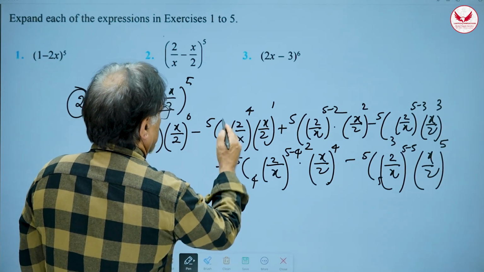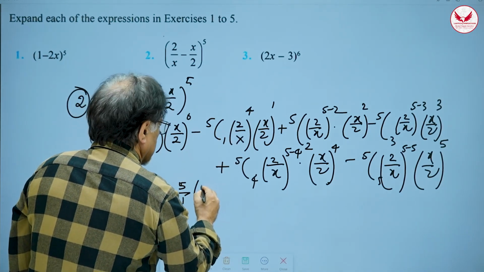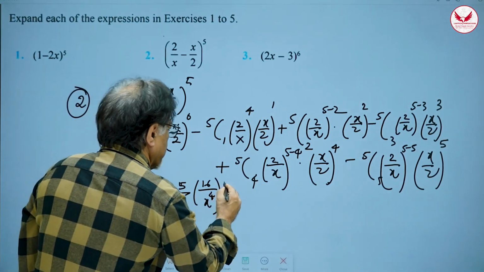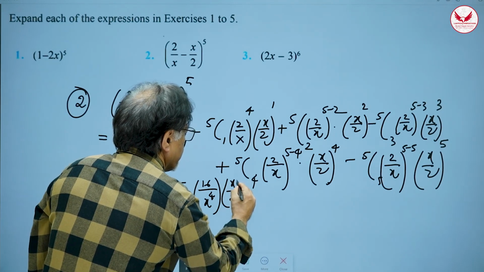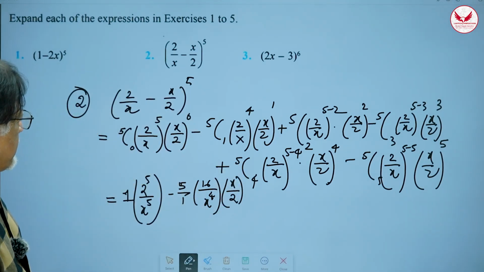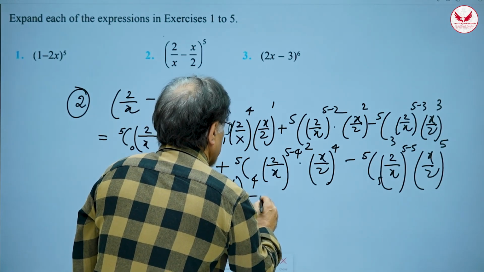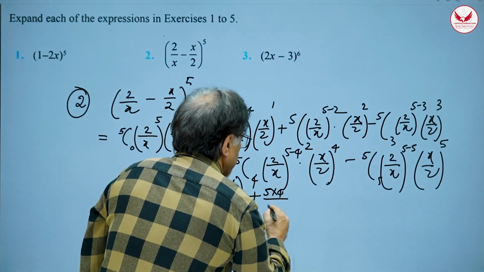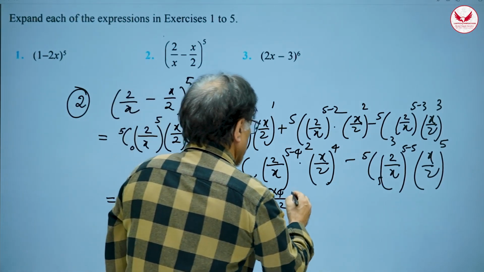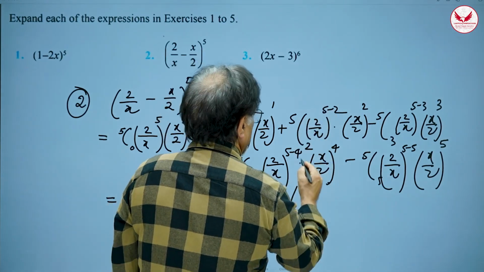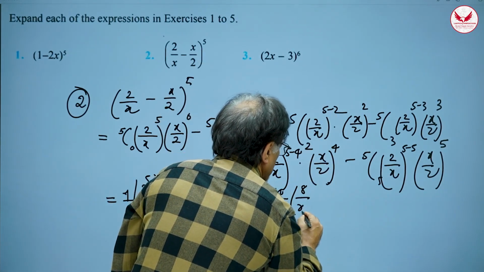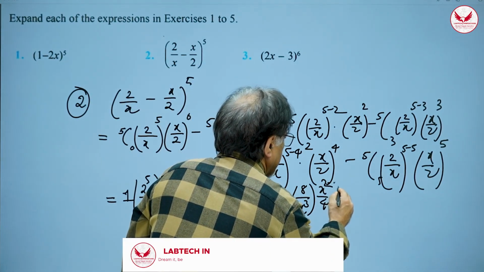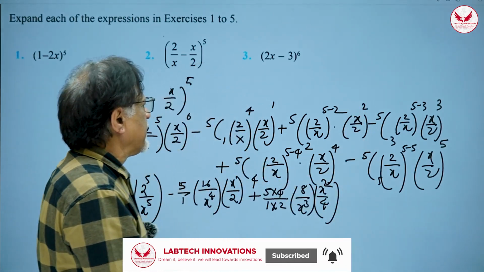Now 2 upon x raised to 4, that gives you what? 16 upon x raised to 4, right? Multiplied by x upon 2. Fine. Let us keep it like that. Now next one is 5c2. As I said, 5 multiplied by 4 divided by 1 multiplied by 2. What will happen here? 2 upon x raised to 3. So that is 8 upon x cube, right? Multiplied by x square upon 4. Why? Because it is x by 2 whole squared, right?